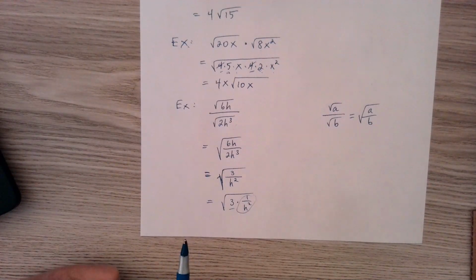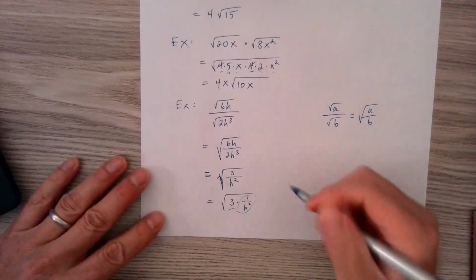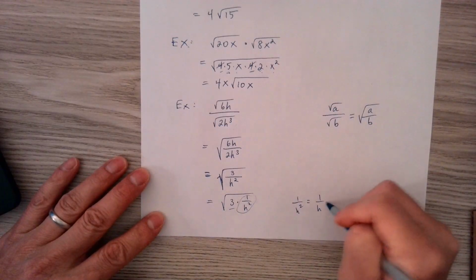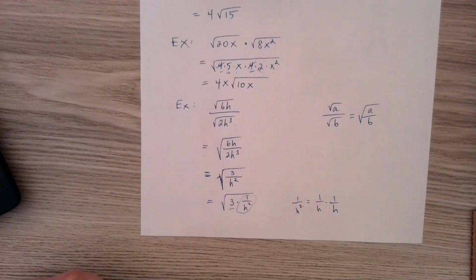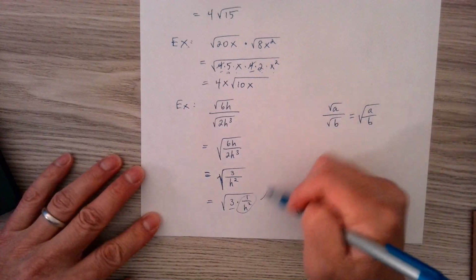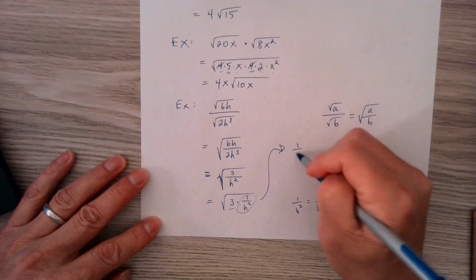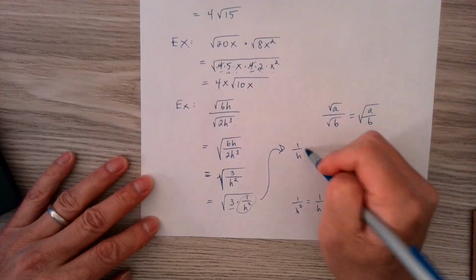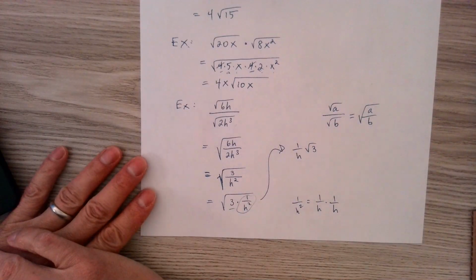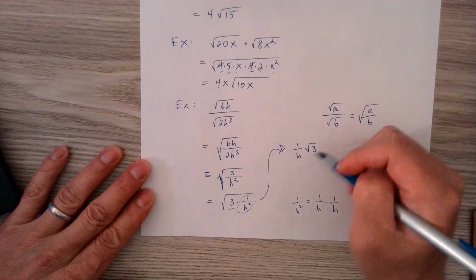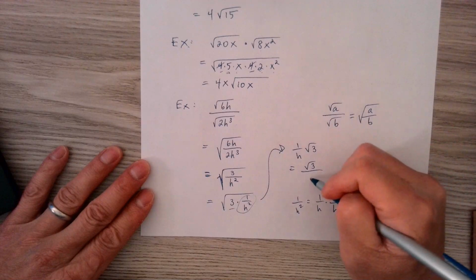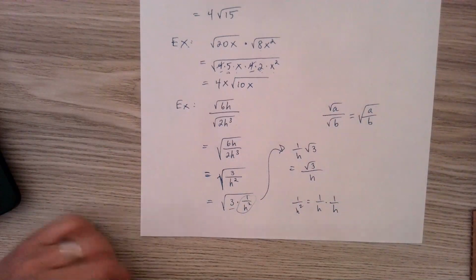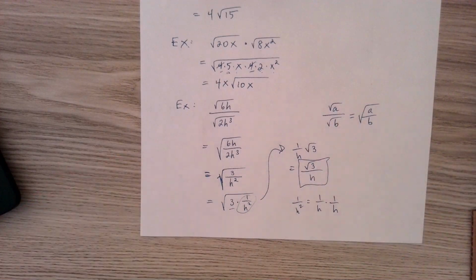1 over h squared is 1 over h times 1 over h, right? Okay, so the square root of 1 over h squared is 1 over h. So, continuing over here, 1 over h can come out of the rad, and the 3 stays. And using definition of division, I can put the rad 3 in the numerator and put it over the h. And there we go.